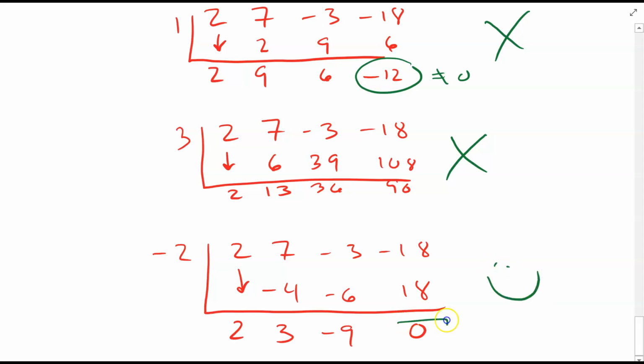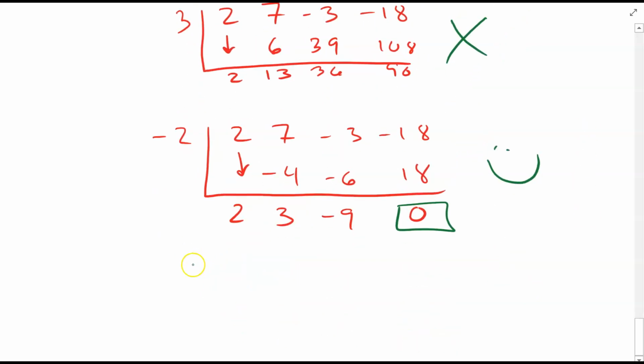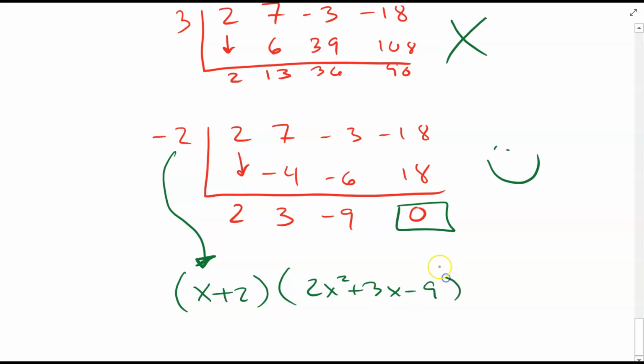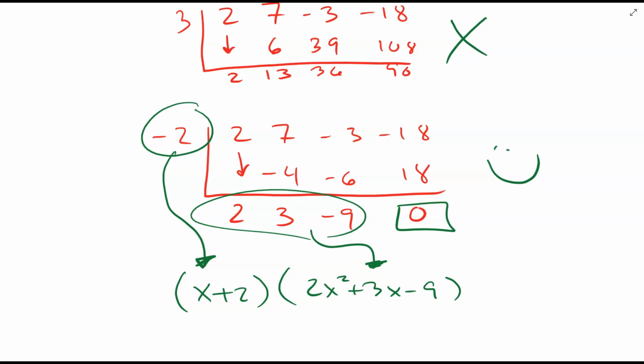So that one does work, right? Okay. So what can I say then? Well, I have the factor x plus 2. And then I have the factor 2x squared plus 3x minus 9 from that stuff. Is everybody okay there? Okay.